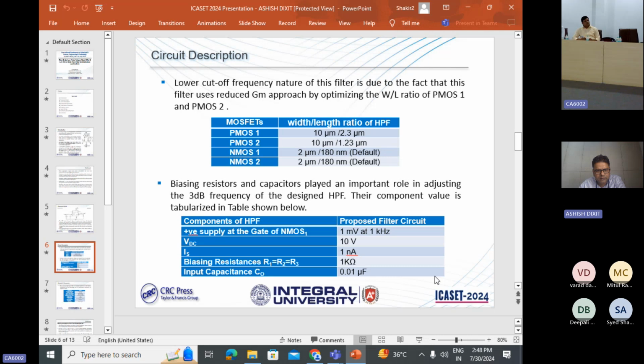We observe that the positive supply at the gate of the NMOS is around 1 millivolt at 1 kilohertz frequency. For VDC, that is the DC voltage, we have taken 10 volt. The MOSFET current is 1 nanoampere, and the biasing resistors, that is R1, R2, R3 in this circuit, are 1 kilo ohm each. And finally, the input capacitance is 0.01 microfarad. Next slide, please.